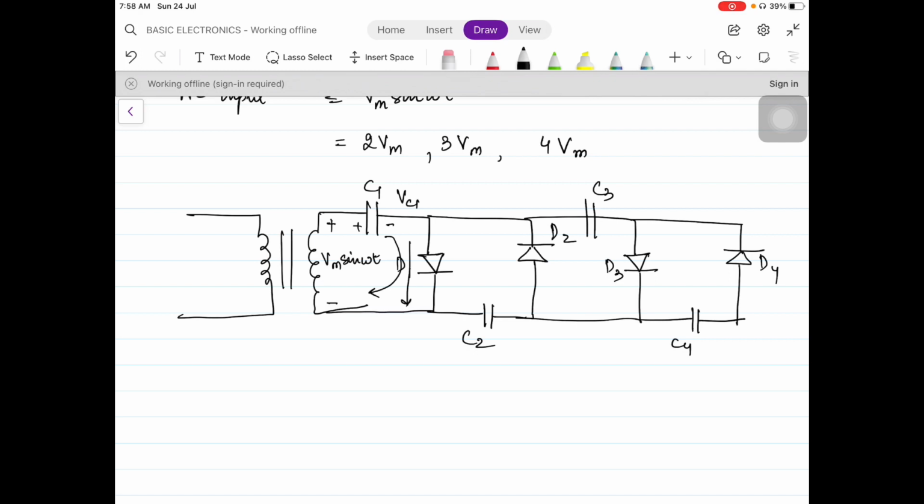Wherever the current will enter first, it will be having a positive sign, and wherever the current will enter in the latter part, it will be having a negative sign. So when you will calculate VC1 by applying KVL in this loop, you will get VM because we are taking the peak value. We all know that the capacitor charges up to the peak value.